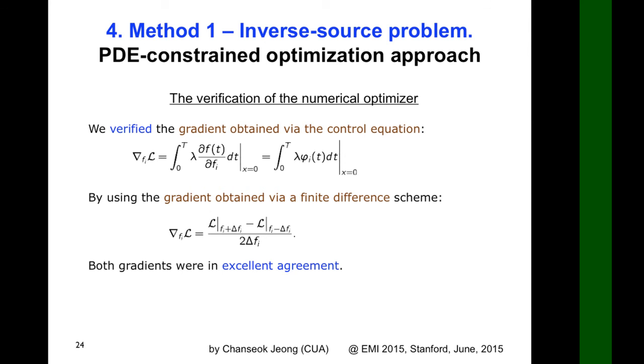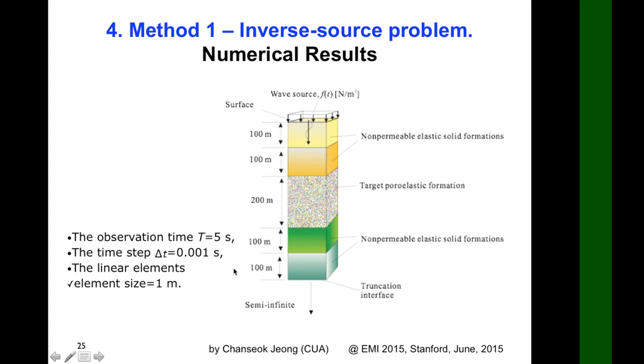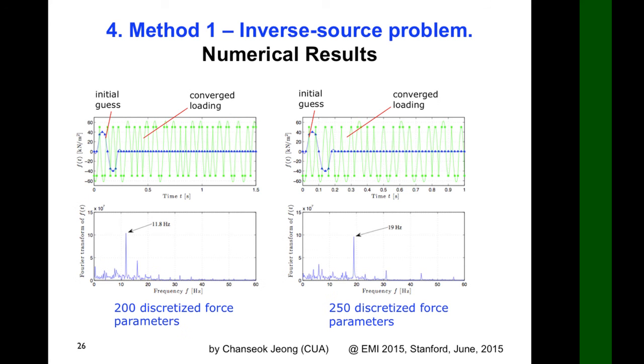And we verified our approaches by comparing the gradient by the control equation and by finite difference scheme. And both gradients were in excellent agreement. And these are the numerical result of optimization scheme. And here we started from this initial guess, and we converged into this optimal loading, of which dominant frequency is 11.8 Hz when we discretize the force time signal by using 200 parameters.